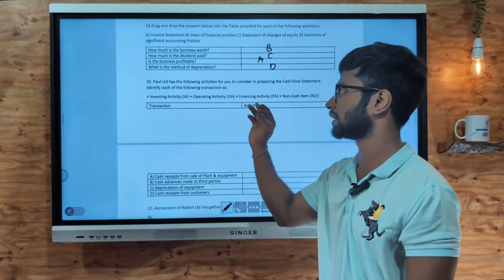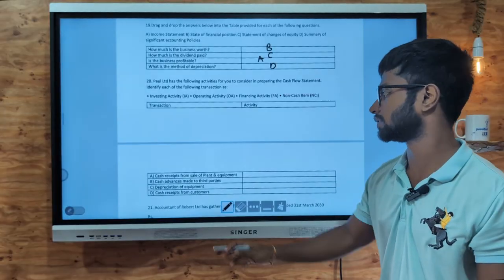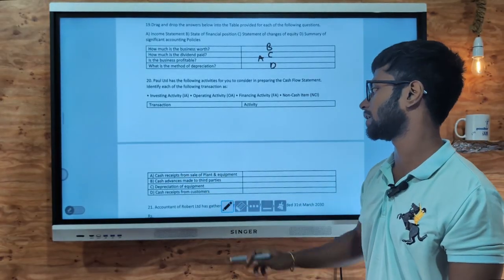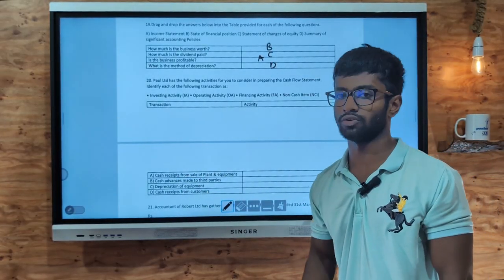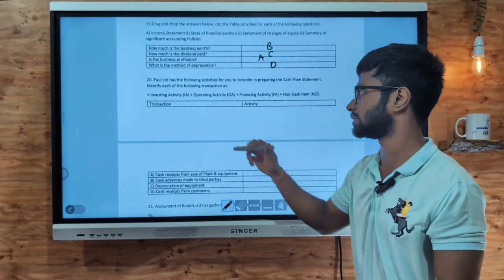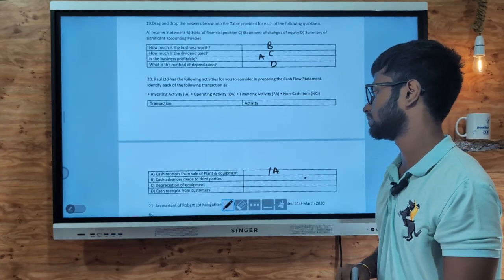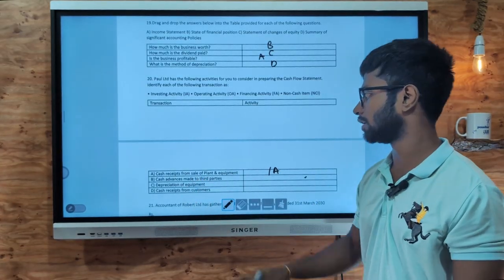20th, again we have a drag and drop question. So under which activity does it go? First one, cash received from sale of plant and equipment. So something you have invested in, now you are selling. So that should be investing activity. Investing activity, so I'm going to write IA. Cash advance made to third parties.